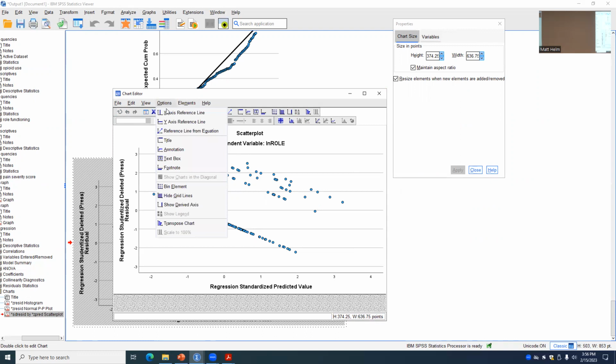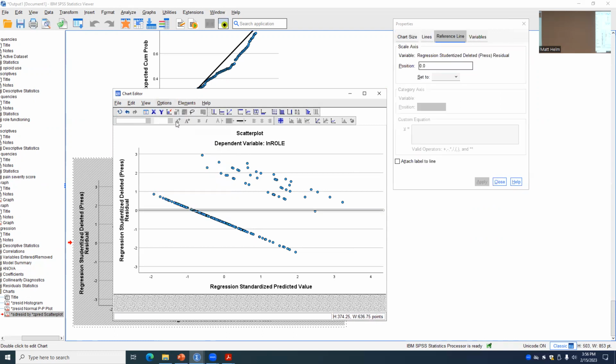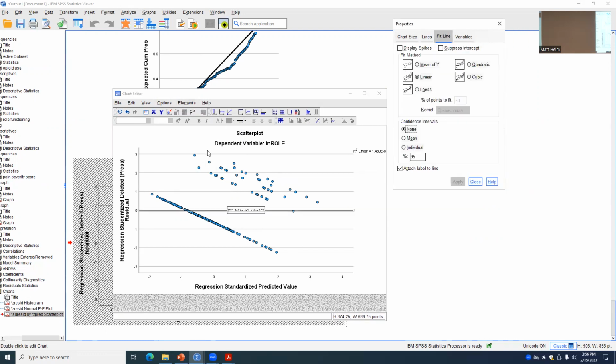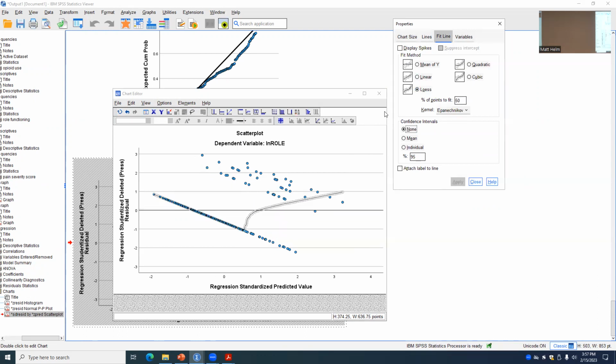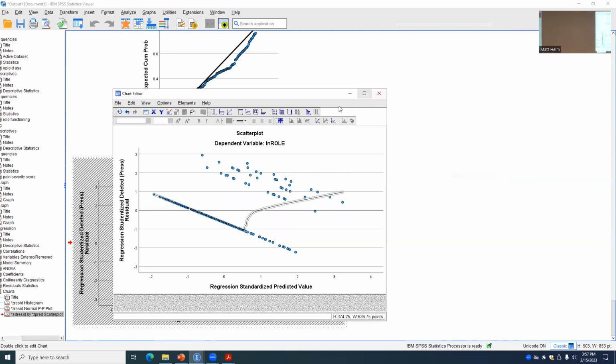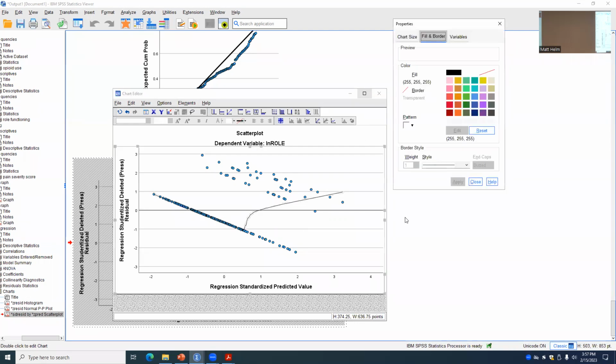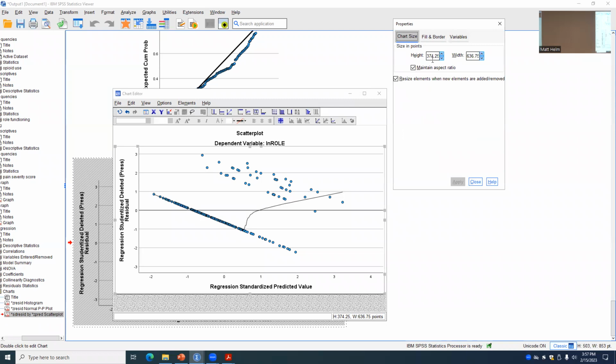All right, go to options. Y reference line. There we go. And then elements and say fit line at total. What I'm going to ask for is, instead of a linear, a lowest line. Remember that lowest line is just the one that kind of goes through and adjusts. Then I'm going to hit apply. All right. And then chart size, blow this up to like 600.